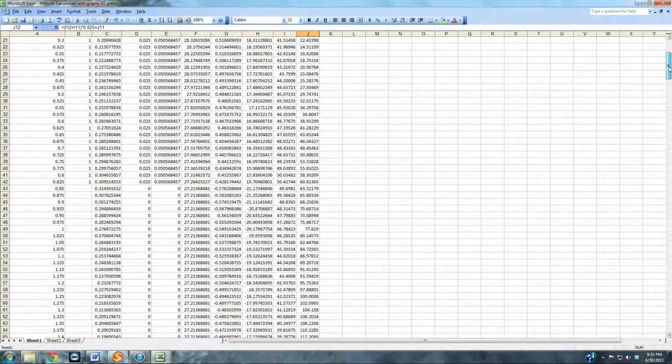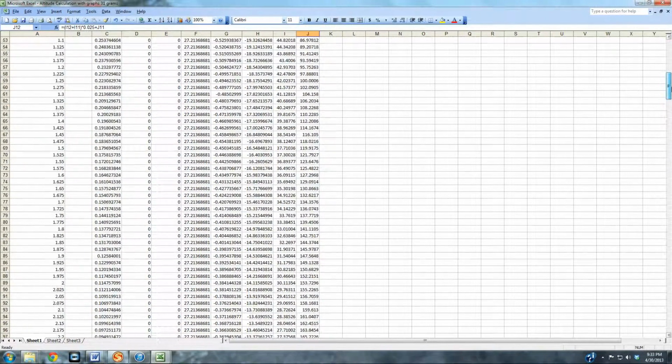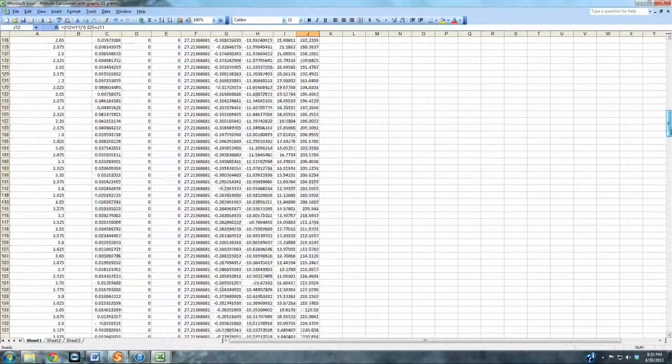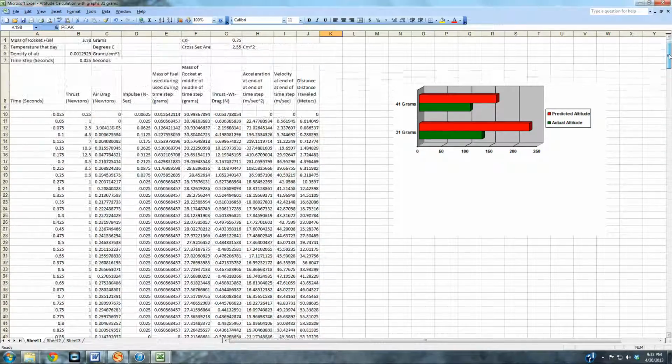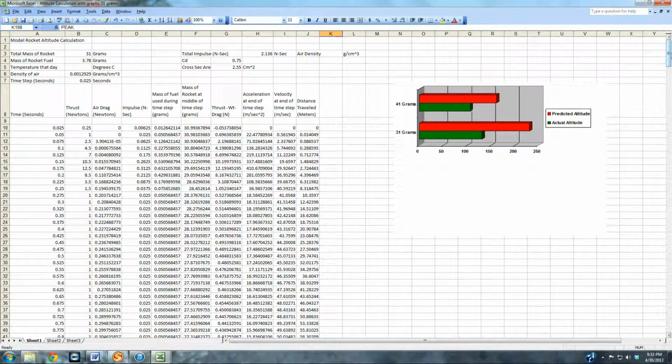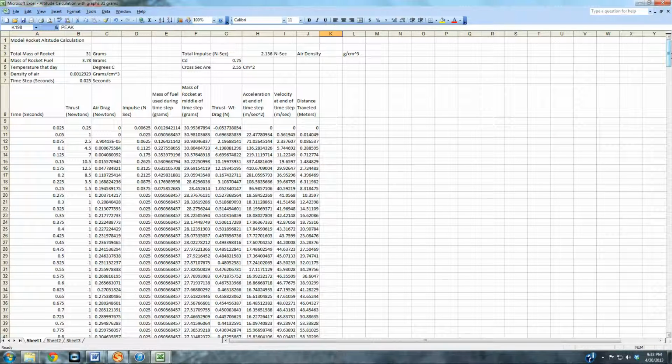After a few months of working out the kinks and getting this to work, you can scroll all the way down here where I've marked the peak, or the apex of the flight. You can see that it's around 230 meters in the air. Now, if you've looked at my project, you would know that all of this right here was actually incorrect. It was way off, based on my results and the conclusion.